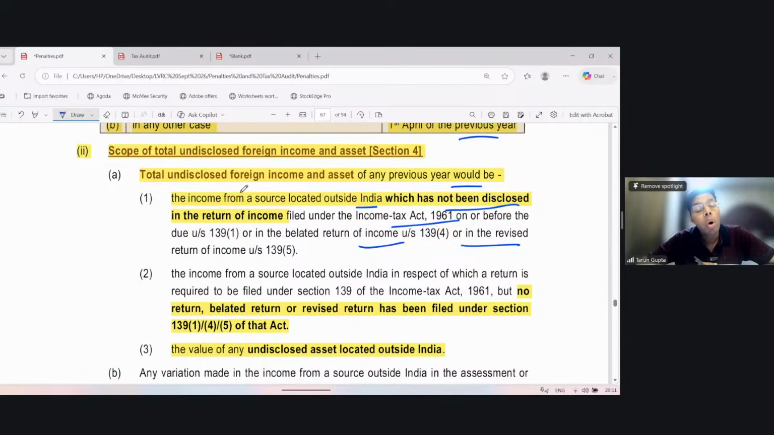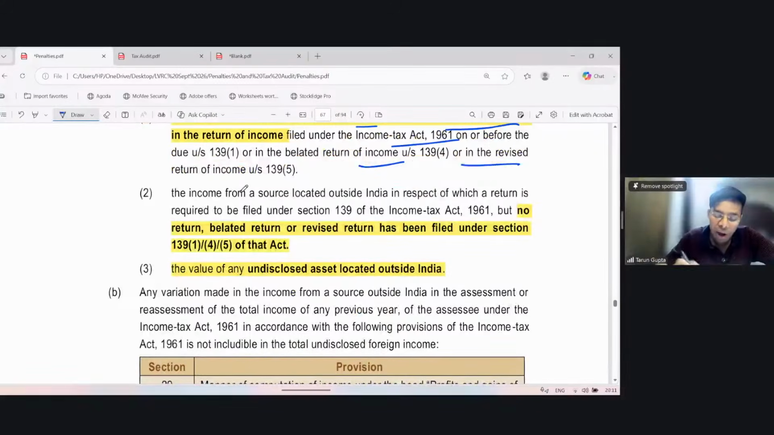Or if the assessee has not furnished a return of income at all, but the assessee was required to furnish one in respect of such income, and the value of undisclosed foreign assets. How do you determine the value? We just understood. Okay.